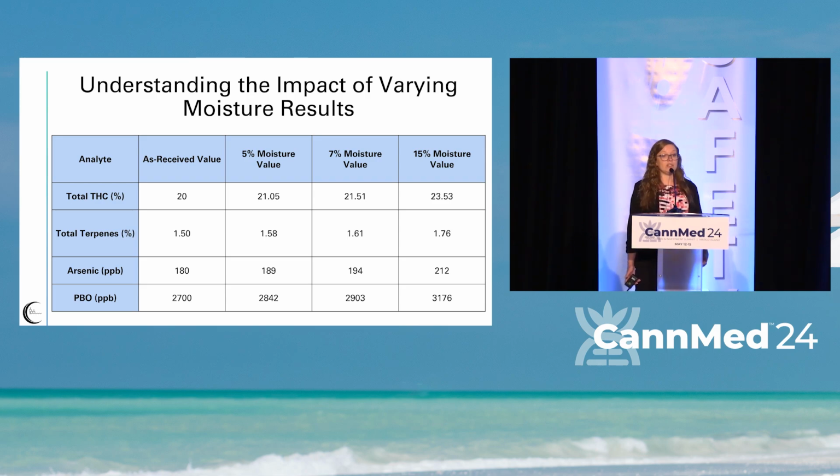We really need to understand an accurate moisture content in order to get an accurate reported value for producers and growers on what their sample actually would be. We also have a pesticide example here, showing the same thing. The regulatory limit is 3,000 ppb, so if that as received sample came in at 2,700, it's failing if the lab is reporting a 15% moisture.